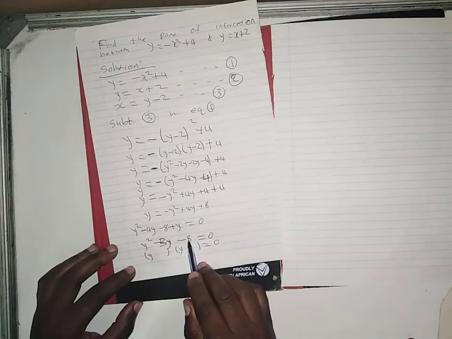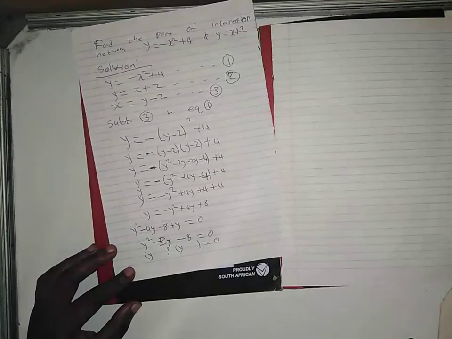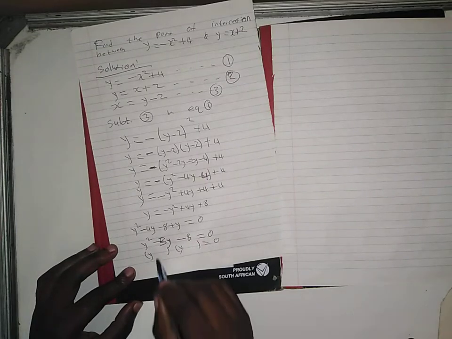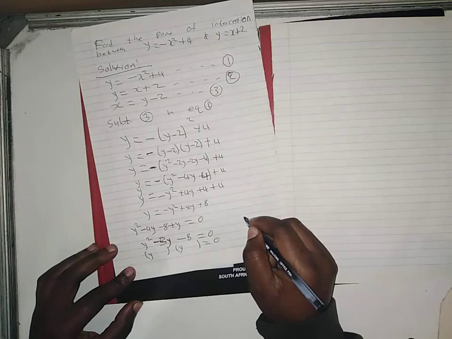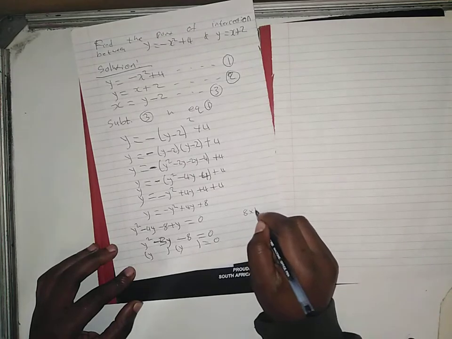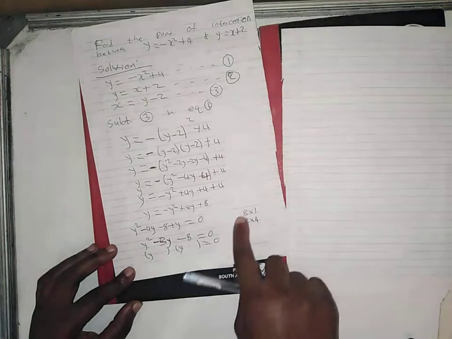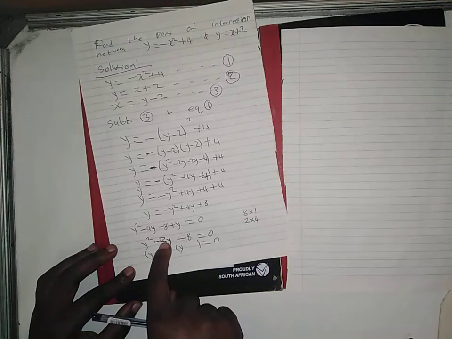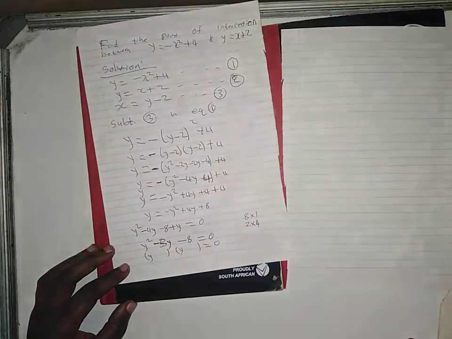Okay, you want the values that can produce you minus 8. There are two alternatives. You've got 8 times 1, and then you've got 2 times 4. But when you add or subtract these, can you get this one? You will definitely not get it. So that means that you can't find factors here.